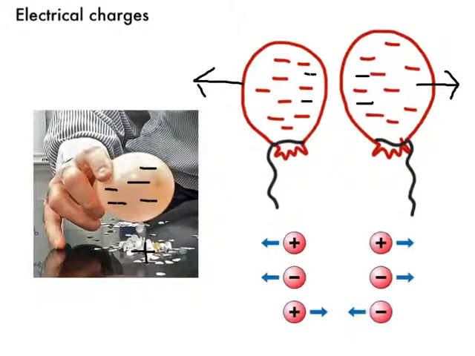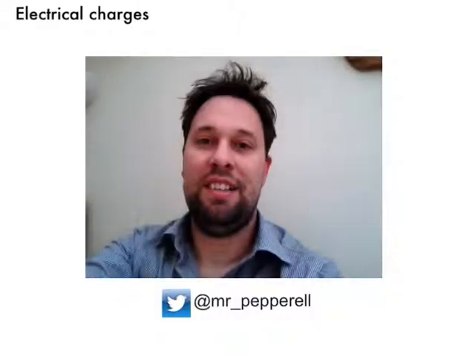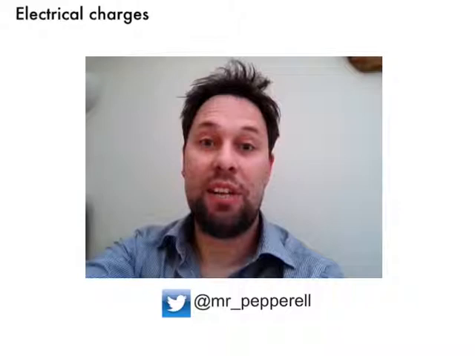So to sum that up, basically, we can build up a static charge on an insulator by rubbing it with another insulator, which results in the transfer of electrons. And we know which charge an object has because we know that like charges repel, so positive will repel positive, negative will repel negative, and opposite charges will attract. So that is static and electrical charges.